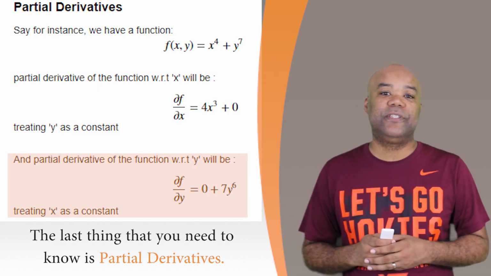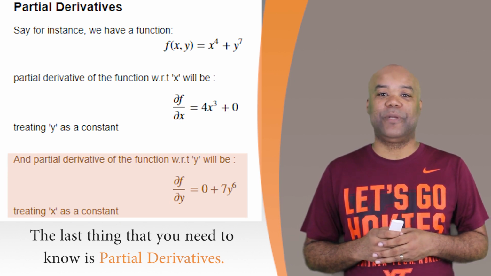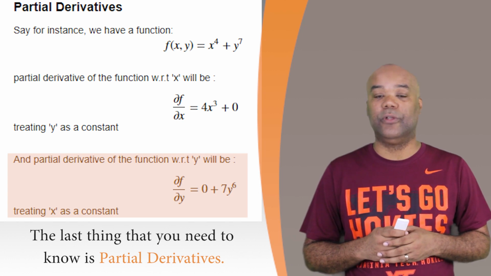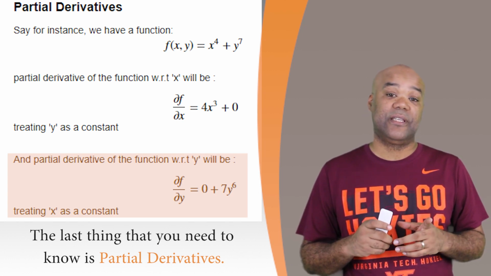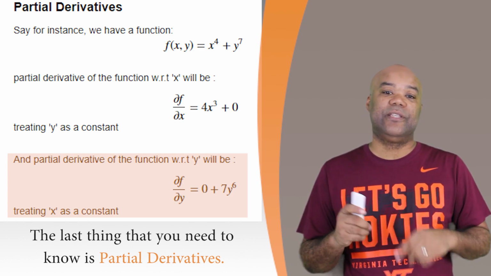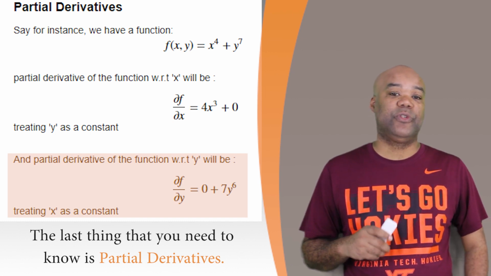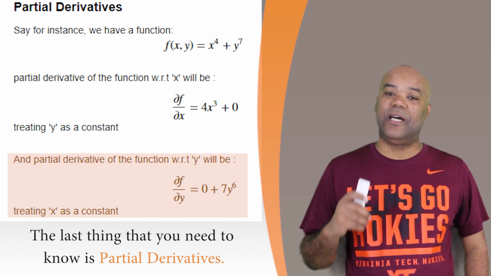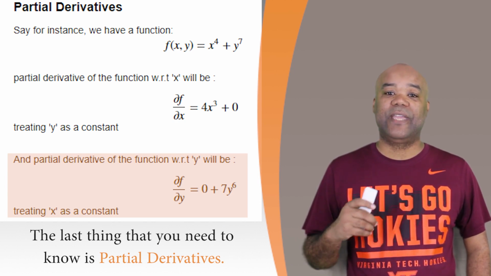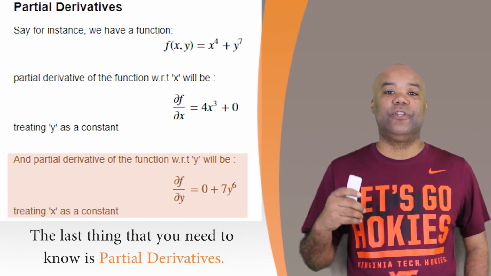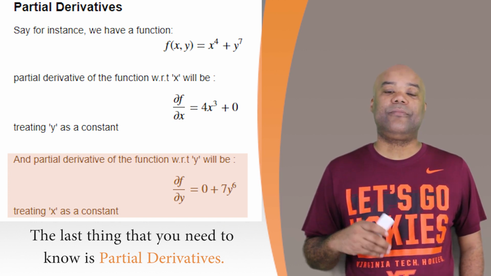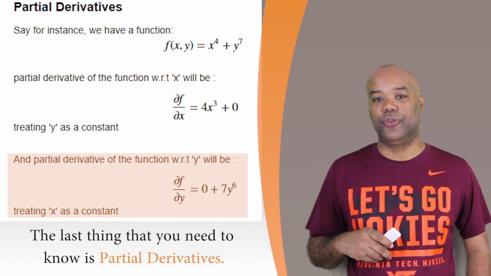The partial derivative of the function with respect to y will be df over dy equals 0 plus 7y to the 6th power, because we're treating x as a constant. This just takes knowledge of the power rule of calculus and the knowledge that the derivative of a constant is always 0, and we can compute the partial derivatives.